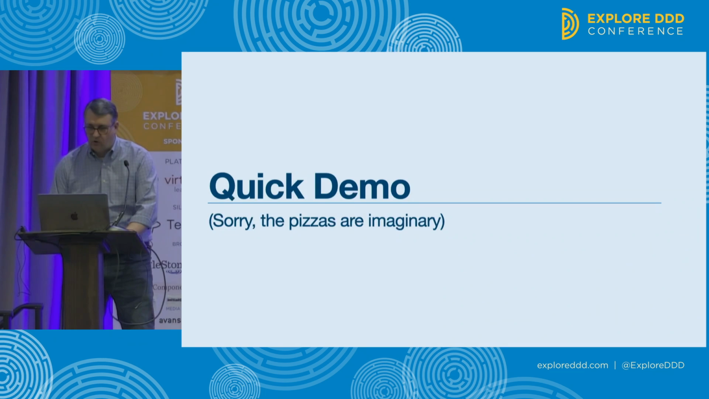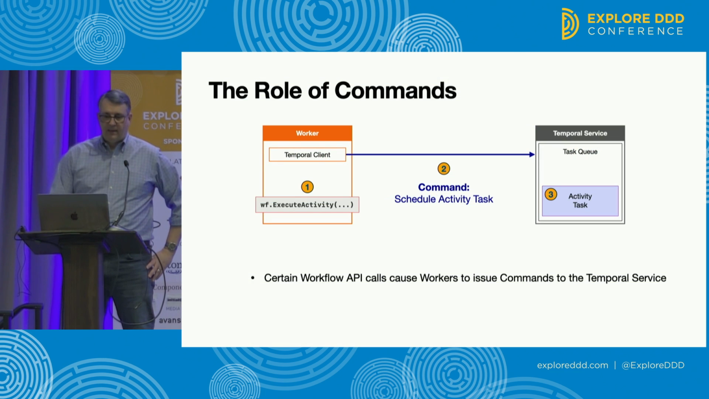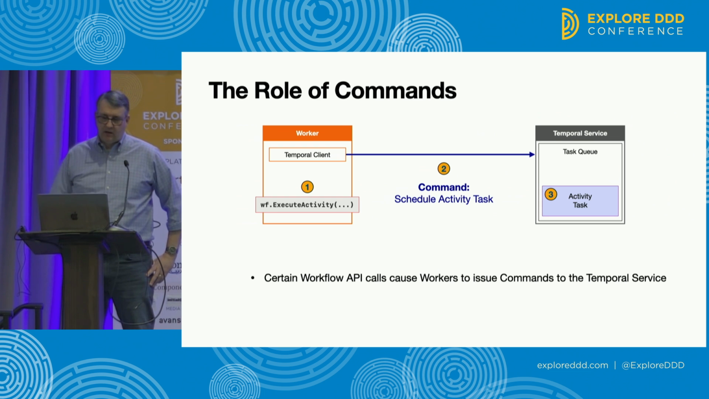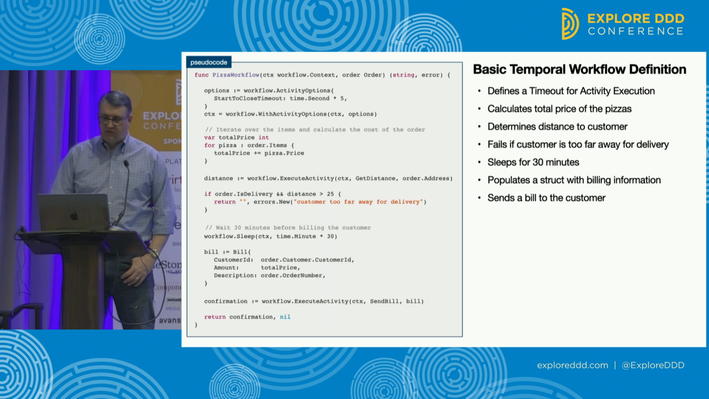Now let's look at how that actually works. There are certain things that happen in your code when you make certain API calls, like I want to execute an activity, that result in a command being sent from the worker to the temporal service. If it runs across a line that says workflow.execute activity, then it sends a command that says schedule activity task. The temporal service puts a task in the task queue saying, we need to run this activity, and then it also logs an event to the history that says this task has been scheduled. A worker then goes and picks up that task and then runs the function.